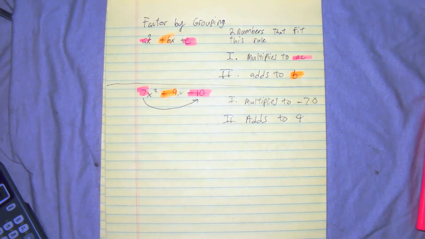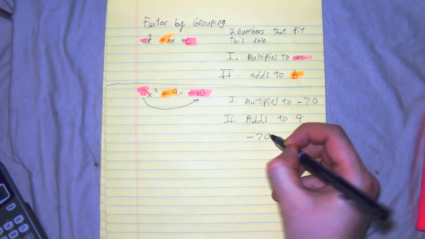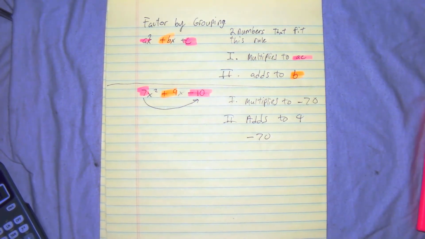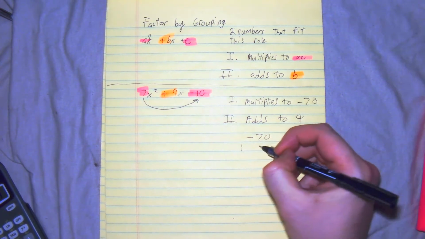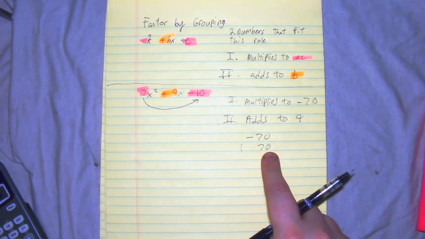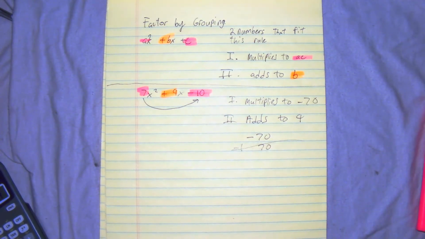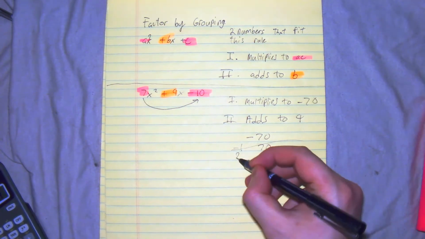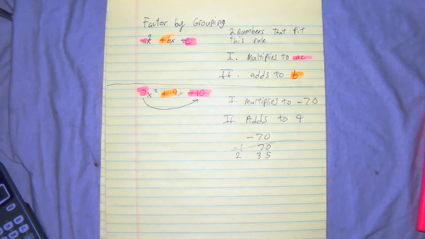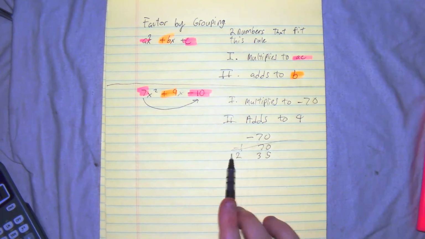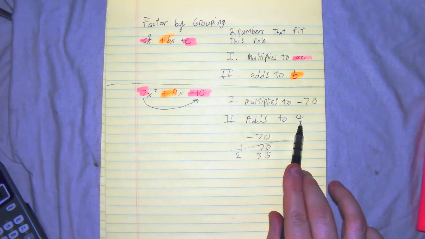So I'm going to create a little chart for this. So what we have here is negative 70. And let's just start brainstorming. 1 and 70. 1 times 70 is 70. But if I make one of them negative, it will not add up to 9. Does not work. Let's try 2 and 35. Whichever one becomes negative, it still will not add up to 9.